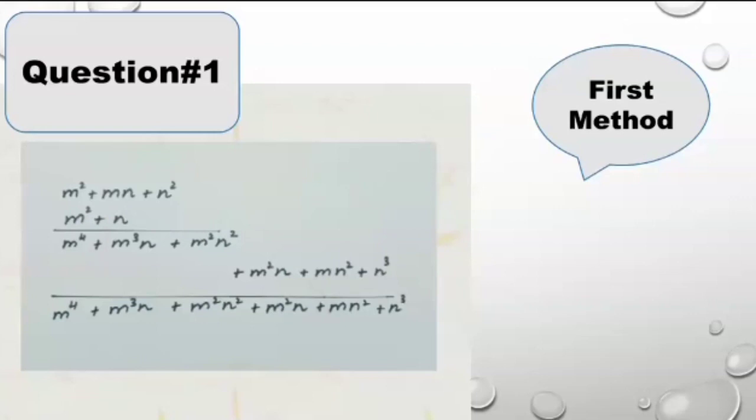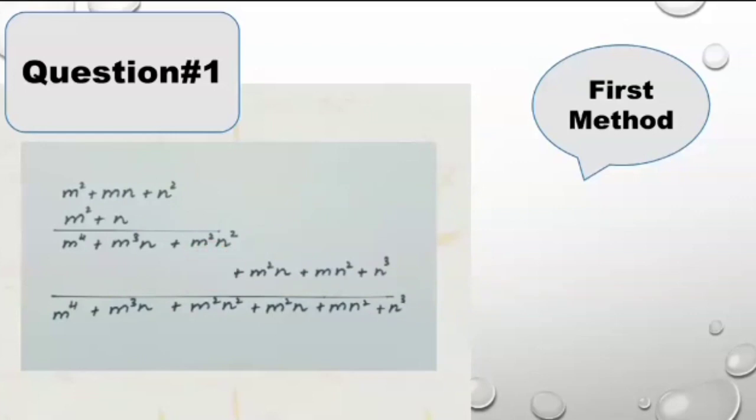In this method, first we will take first term of the second polynomial, which is m square, and then we will multiply it with each term of the first polynomial, and then we will take second term and multiply it with each term of the first polynomial. Now we multiply m square by each term of the first polynomial. M square multiplied by m square will be equal to m raised to power 4. M square multiplied by mn will be equal to m cube n, and m square multiplied by n square will be equal to m square n square.